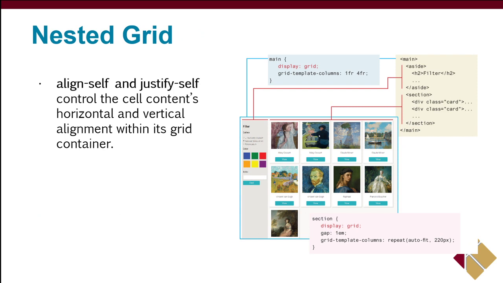Can you have a grid within a grid? Yes, you can absolutely have a grid within a grid. You can have as many grids within grids as you want. You can have a flex box within a grid. You can have a grid within a flex box. This is just an example of it.